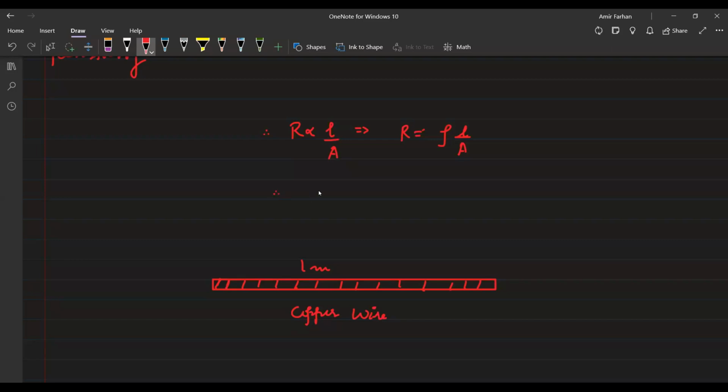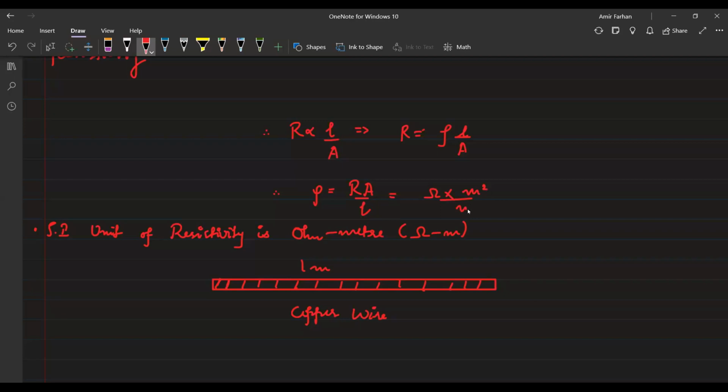If you take the formula, resistivity will be R times A divided by L. Just multiply by A and divide by L. And the SI unit of resistivity is ohm meter. Put the value of resistance here, it's ohm. Area is m square, divided by m. One m will cancel, so ohm meter is left.